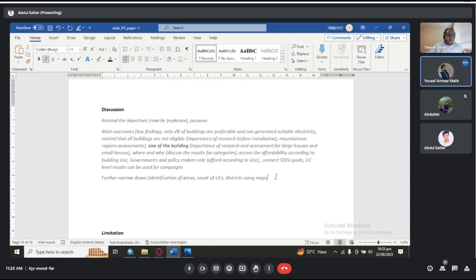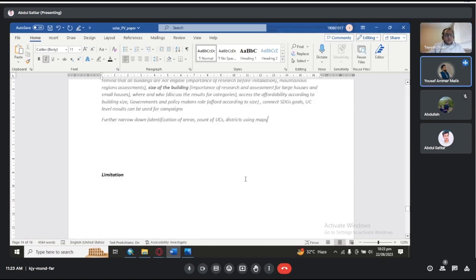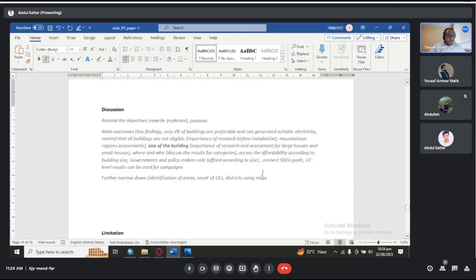Okay, so this is the way when we introduce the limitations, we want to discuss how our results could be interpreted in light of those limitations. And then the next study can adjust the number of days when the sun is not available.